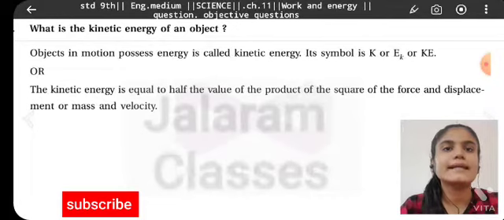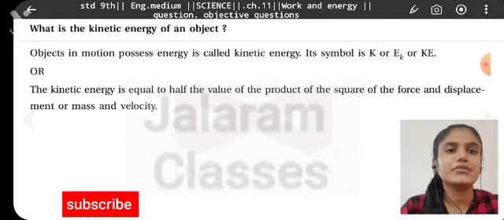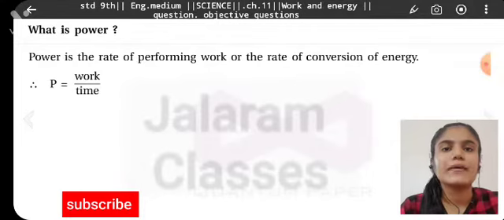What is the kinetic energy of an object? Objects in motion possess energy, which is called kinetic energy. Its symbol is K or Ek or Ke. Another answer: kinetic energy is equal to half the product of mass and the square of velocity. What is power? Power is the rate of performing work or the rate of conversion of energy. P is equal to work upon time.